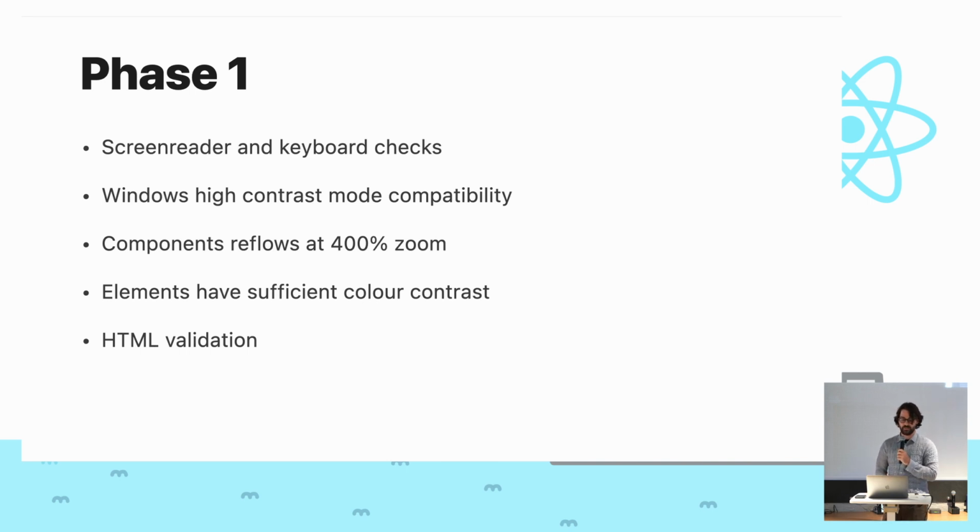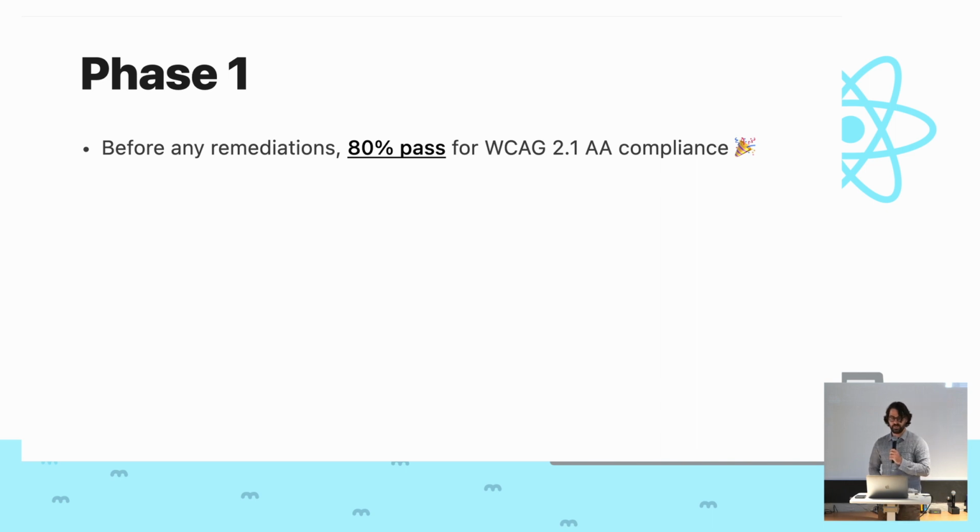There were quite some cases where we're rendering a div instead of a span, which yielded some HTML validation errors, which can cause a lot of issues for screen readers. But pretty proud to say our team got an 80% pass for AA compliance before we did any remediation work.